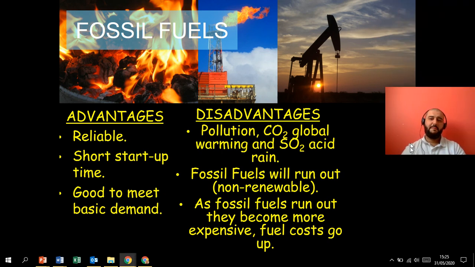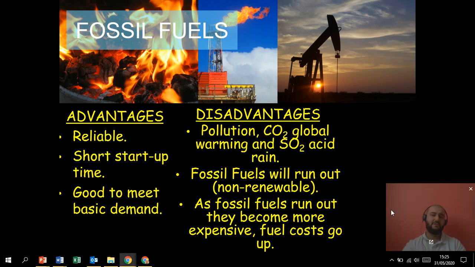So these are the main advantages and disadvantages for you guys. You need to be clear about the effects of CO2 and SO2. And this is what your specification actually talks about. And of course, I've just explained them here. So be aware of that.